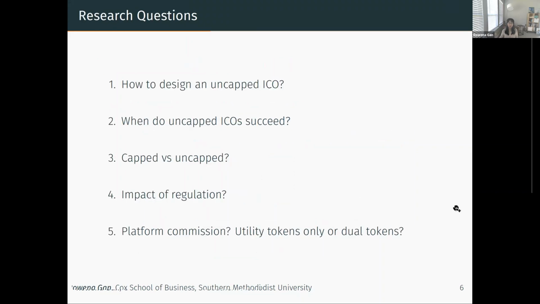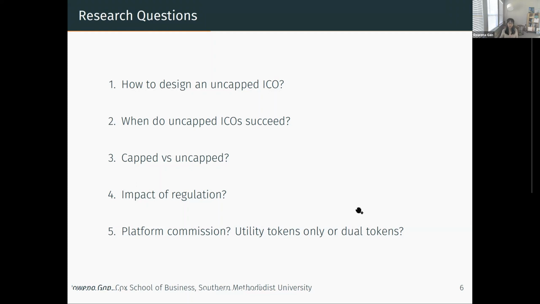So with this paper, we explore and answer the following questions. The first one is how to design an uncapped ICO. So this includes the firm's decisions on the ICO token price and setting the service level, and also the future token policy. And then we ask, when do uncapped ICOs succeed? By success, we mean the ability to raise any positive amount of money. And third, we ask, is uncapped ICO the right way to go? Would adding a cap serve the firm better?